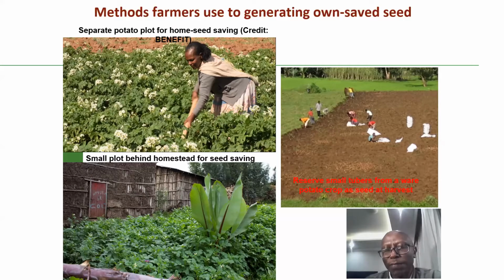But in extreme cases, farmers get seed from ware potato fields. When they harvest, they pick big tubers and sell them. The next size is used for home consumption. Then the very small tubers, which are most likely to be infected with diseases, are what is kept for seed for the next crop.